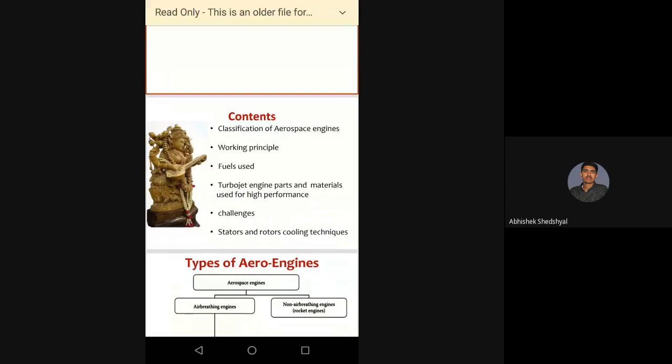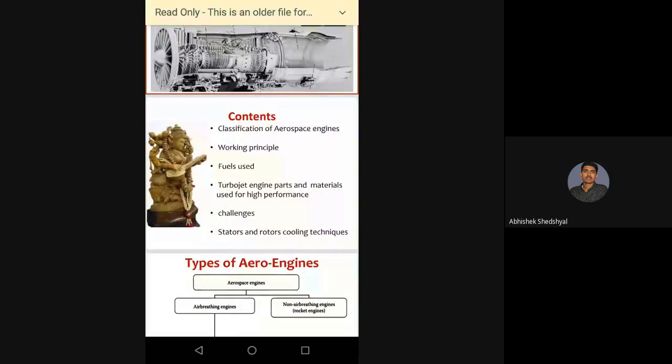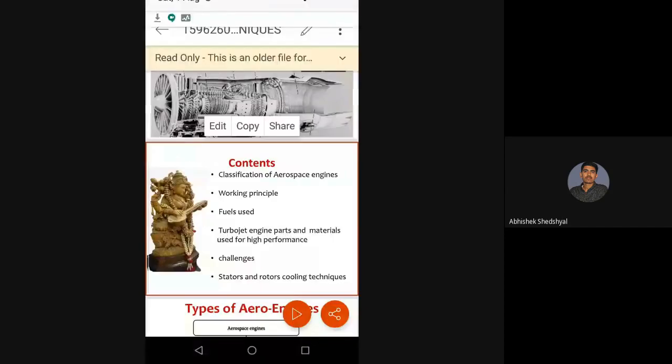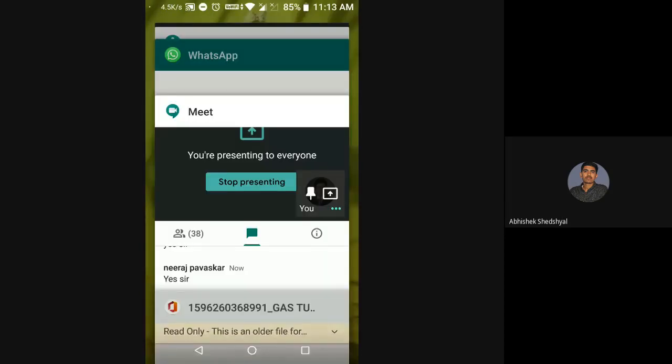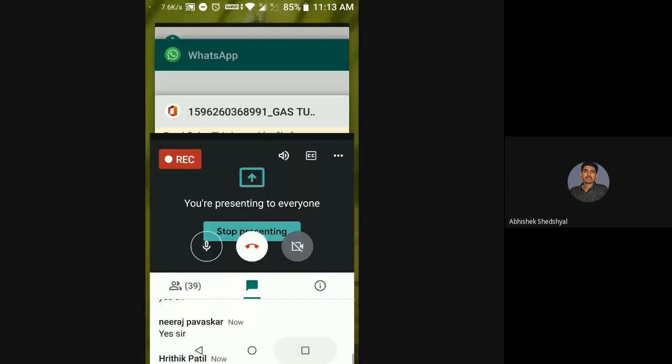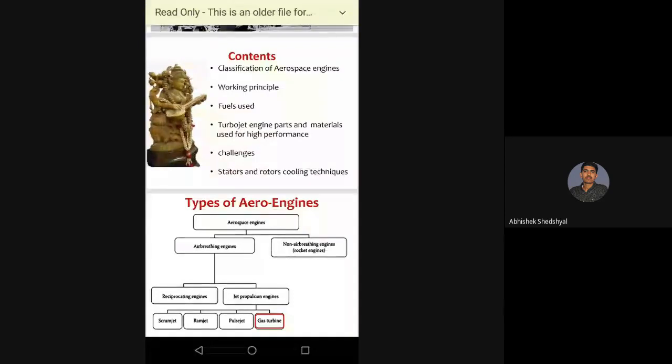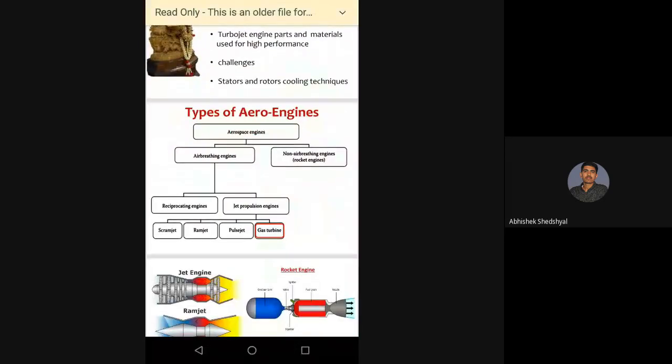So these are the contents I was discussing earlier. So coming to the first slide, that is types of aero engines. So in this we are going to see there are two major types of the engines, that are air breathing engines and non-air breathing engines.